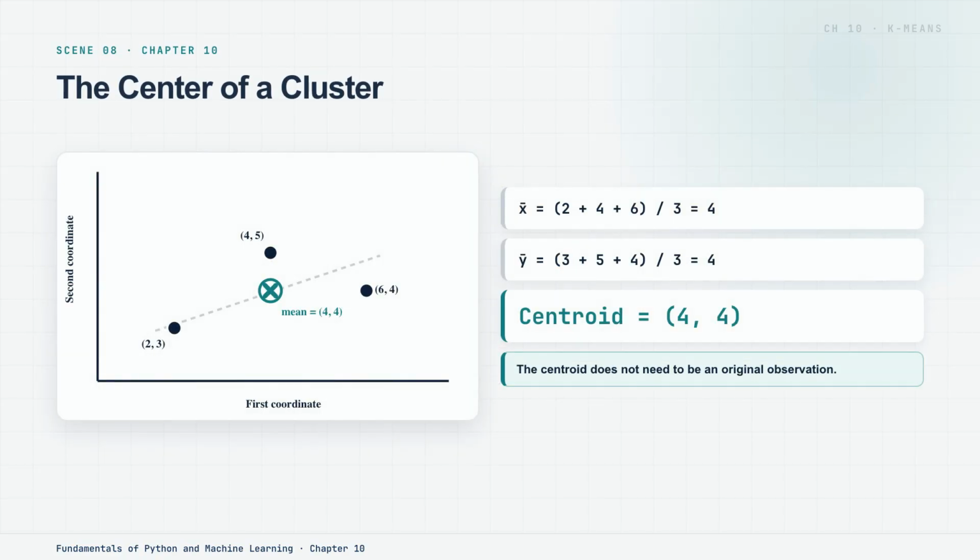A centroid is the mean position of all observations assigned to a cluster. For each feature, calculate the average value across the cluster members. If the points are (2, 3), (4, 5), and (6, 4), the average first coordinate is 4 and the average second coordinate is 4. The centroid is therefore (4, 4). A centroid is not necessarily one of the original observations. It is a representative average location in feature space.